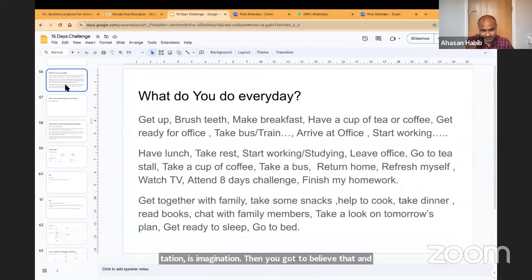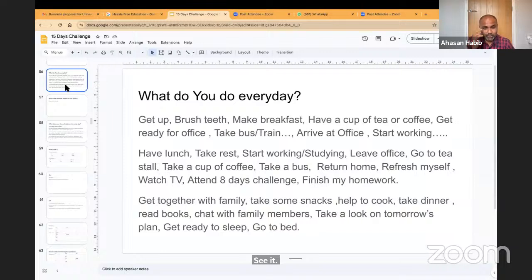Can you remember in the last class I mentioned a few things, so if you can remember, please type in the chat box. See it, believe it, and achieve it. That means you got to see through imagination, you got to believe in it, and you got to achieve it. So please type in the chat box, see it, believe it, and achieve it.